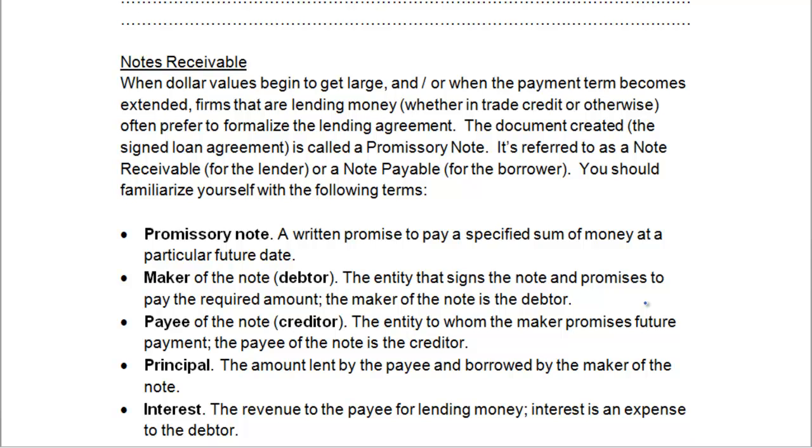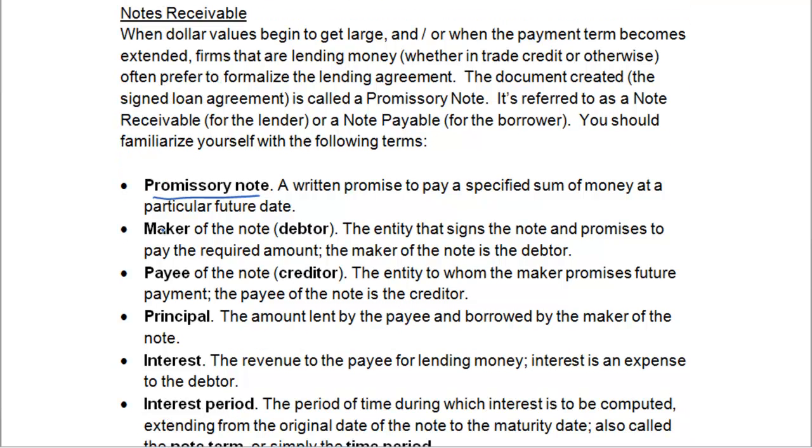But if the dollar values get bigger, or if it's not to do with trade but just someone wants to lend somebody else some money, for example, the bank lending you some money for a car loan, instead of a verbal deal, they will formalize it and sign a document. That document is called a promissory note. It's a promise to pay. It's also known as a loan agreement, if you want to call it that. At the end of the day, from the lender's standpoint, the amount that is to be paid becomes a note receivable, and from the borrower's standpoint, it becomes a note payable.